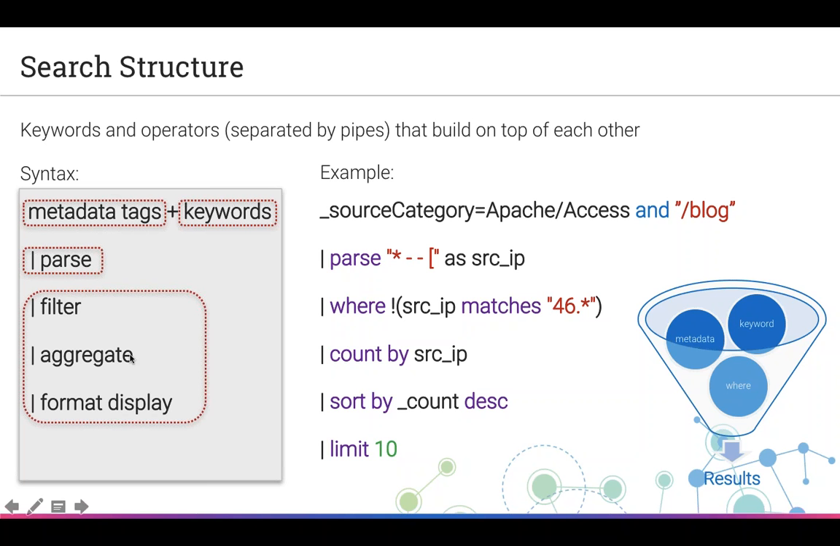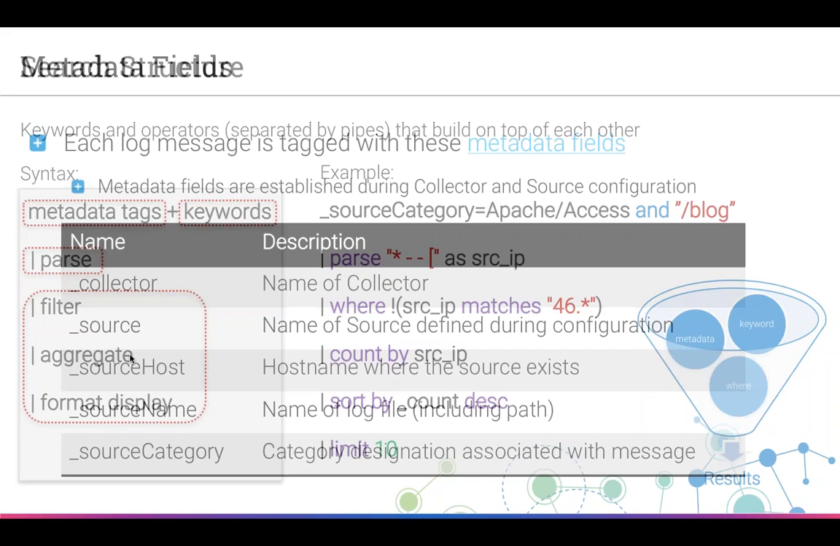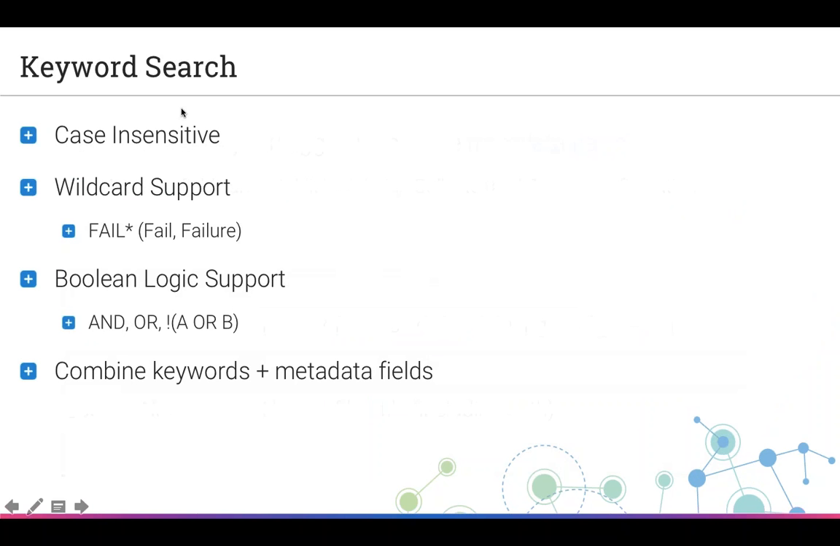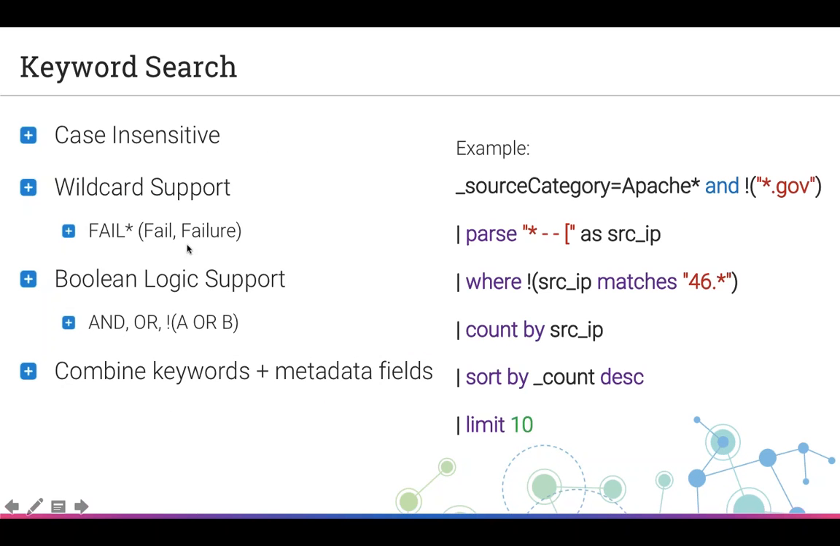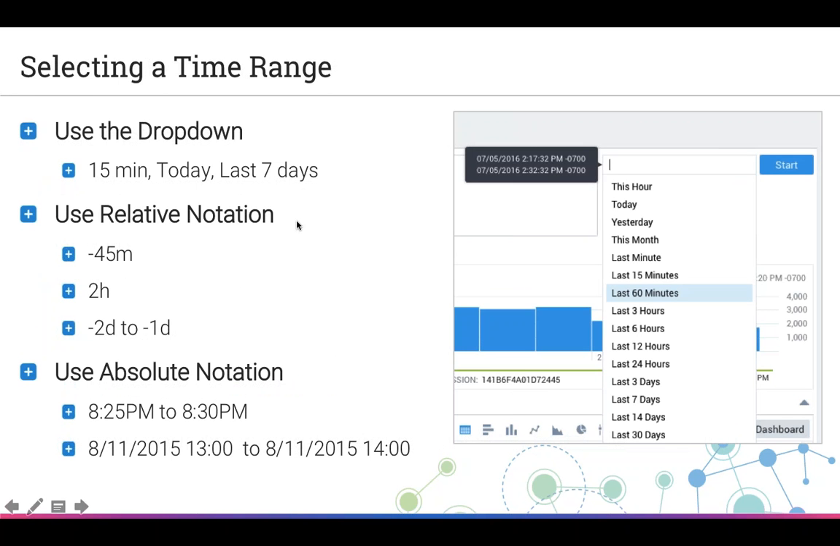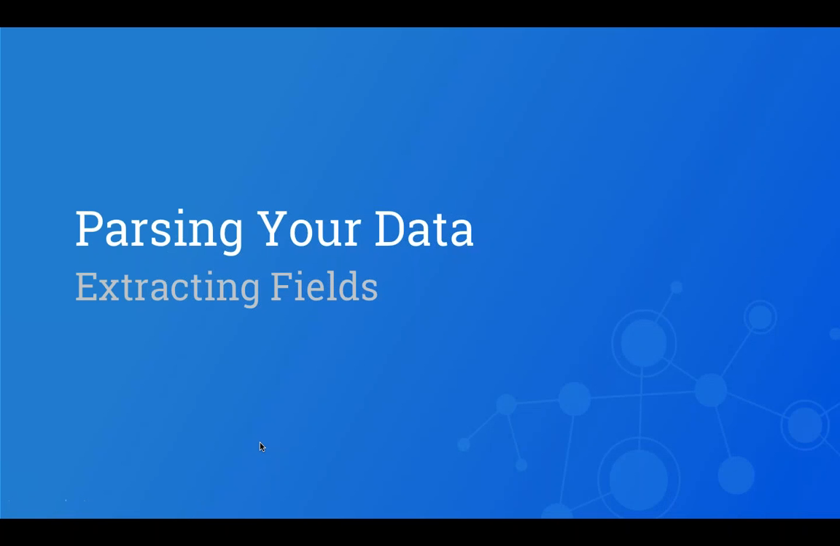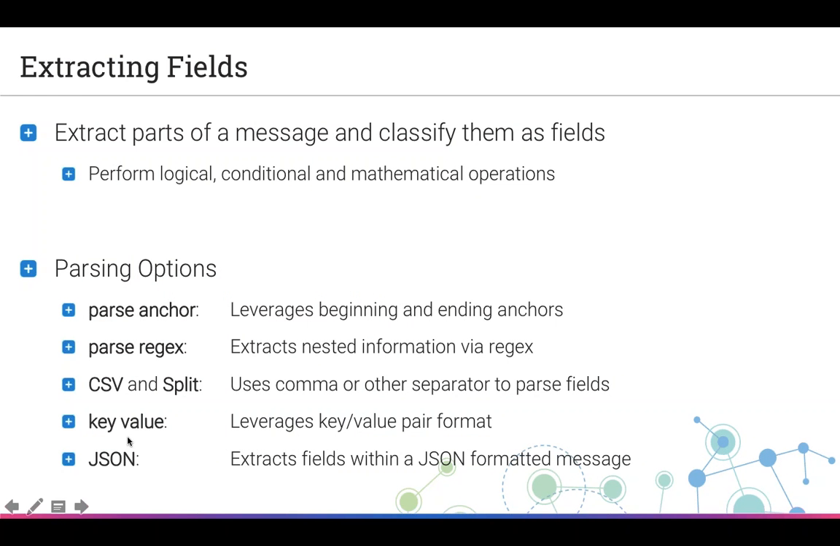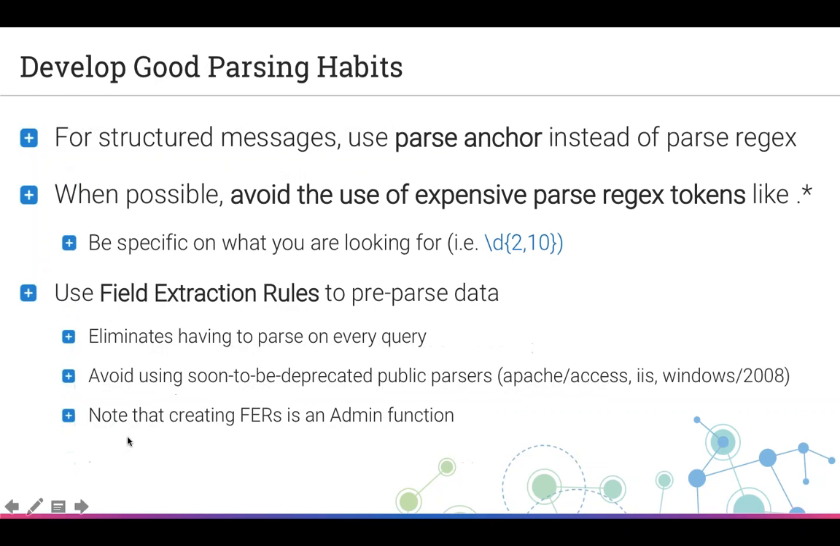I'm going to send these slides to everybody attending this session because I'm not going to go into detail on the basics of this kind of stuff. I want to jump into the more advanced ones, but this explains what your metadata fields look like, what kind of keyword searches you can do, and it also talks about a little bit of good habits around searching. Same thing with your time selection. You can select from the drop-down, you can do relative notation, you can do absolute notation. Again, I'm going to skip a lot of this because this is more of the basics for another webinar. You can parse your data, and these are the different parse operators that you can use. Again, you can explore this on your own, and there's a little bit of good habits around parsing as well.